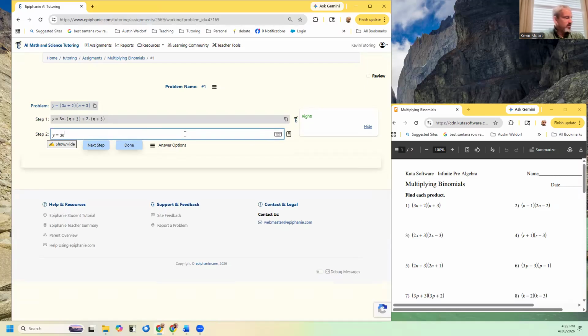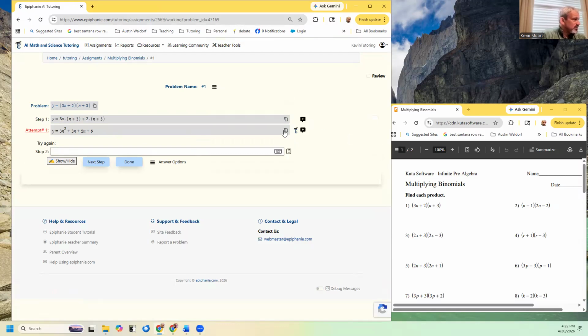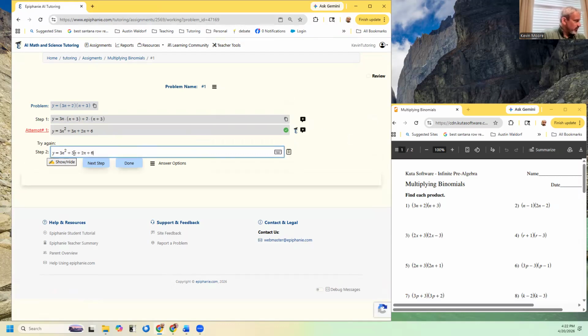Y equals 3n squared plus 3n plus 2n plus 6. And I can simplify that. Did I do something wrong? Yes, I did. It'll catch those little mistakes along the way. 3 times 3 is 9. There you go. Okay.